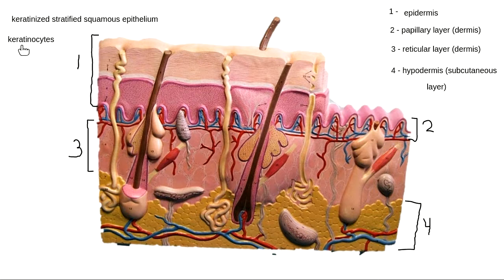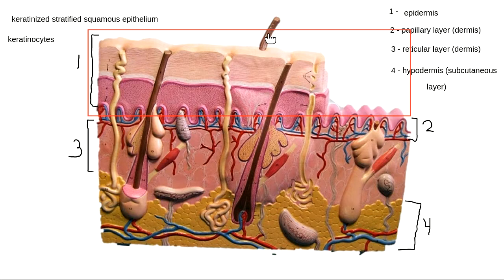In a 1st degree burn, let's draw ourselves a little box here. 1st degree burn, I'm damaging this first layer of the skin right here. So I'm damaging my cells called keratinocytes. I'm damaging my keratinized stratified squamous epithelium. The other thing I might damage as well is this part of my hair.